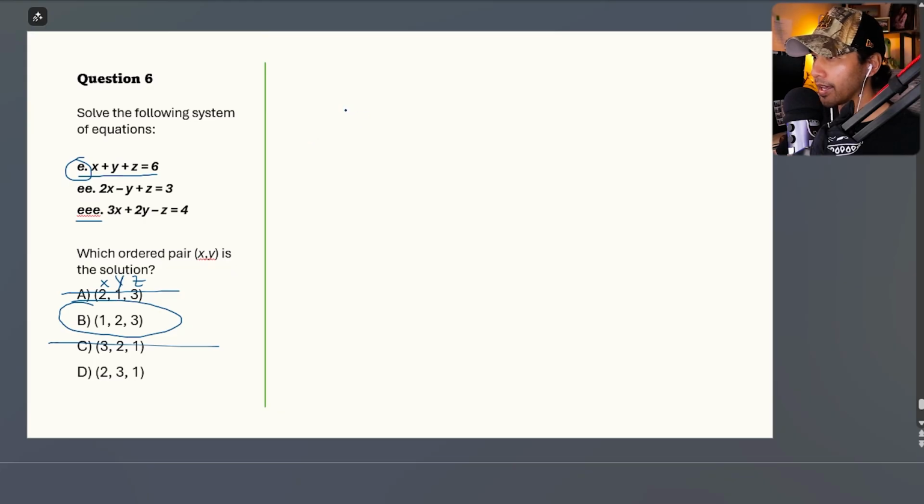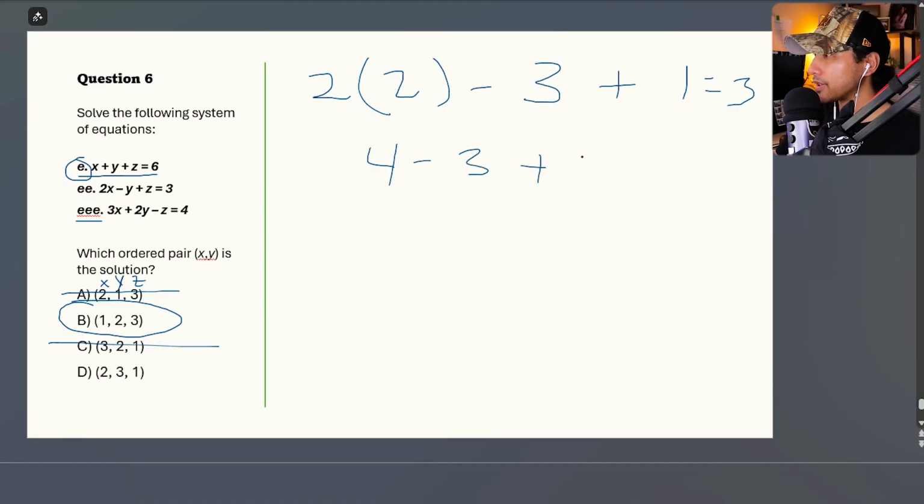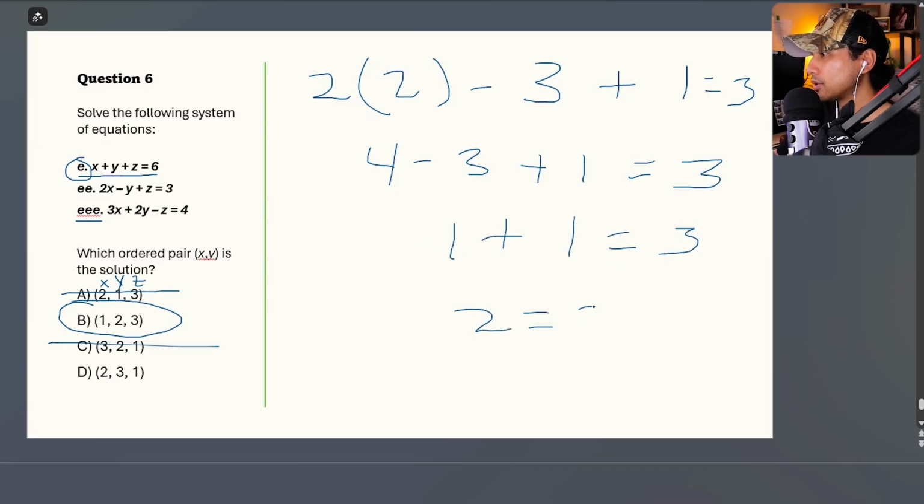And then we get 2 times 2 minus 3 plus 1 equals 3. And we get 4 minus 3 plus 1 equals 3. What is 4 minus 3? That is 1 plus 1 equals 3. 2 equals 3. No, they don't equal. Out. Get out of here. Knock them out.